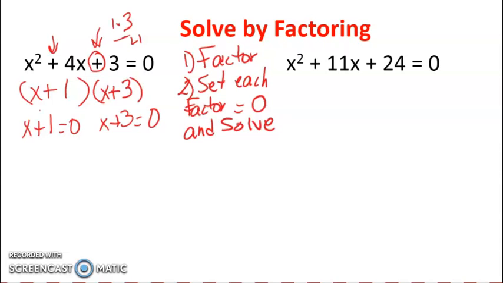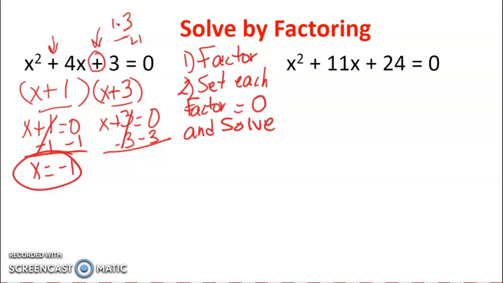Now, if I take each of these factors and put it equal to 0, I'm going to solve for the x. I got one variable, I'm going to solve for that variable. So this plus 1 has to be moved to the other side by subtracting it. So one of my x's is -1. I'm going to do the same thing on this other one. I'm going to subtract that 3. So that means my other x value is a -3. So you just solved this quadratic equation, and you did it by factoring.